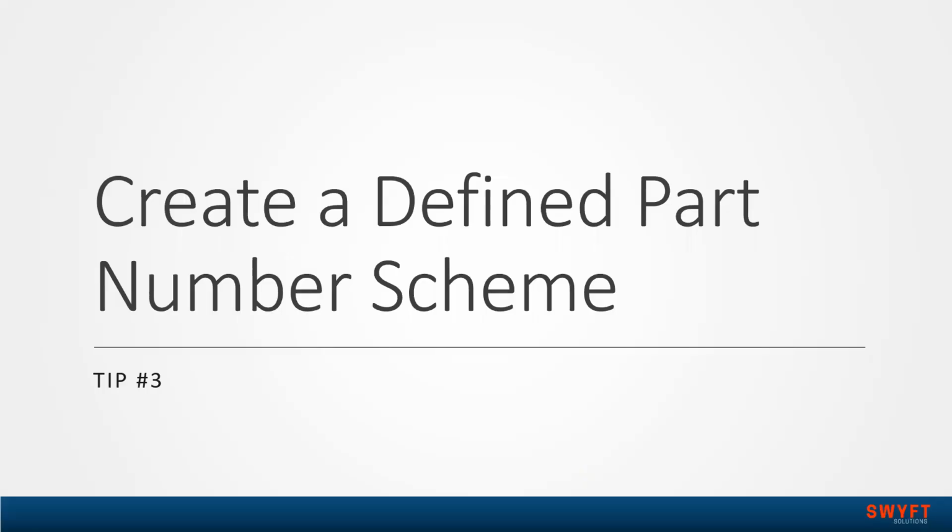Now, tip number 3, part numbers. This is often something that an organization already has set up to some degree, but it's definitely worth evaluating from time to time if it's working for your organization. There's a couple different ways to set up part numbers. Intelligent and non-intelligent are the two primary.